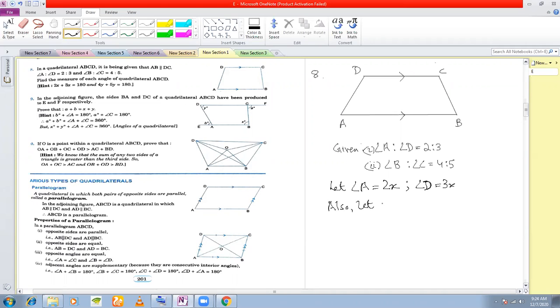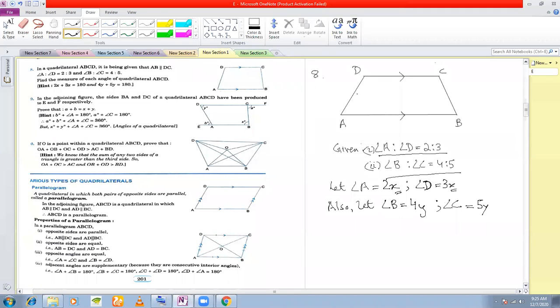Also, let angle B is to angle C is 4:5. So I can say let angle B equal to 4y, right? Because these two ratios are separately given. This ratio is different from this ratio. That is why I've used x here, and that is why I'm using y here. So let angle B be equal to 4y and angle C equal to 5y. So we've got all.